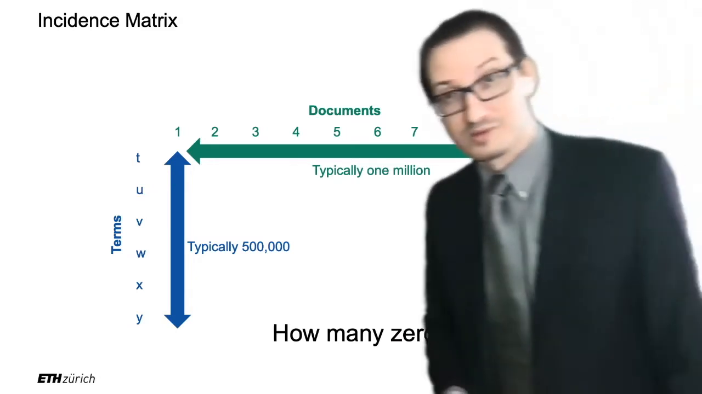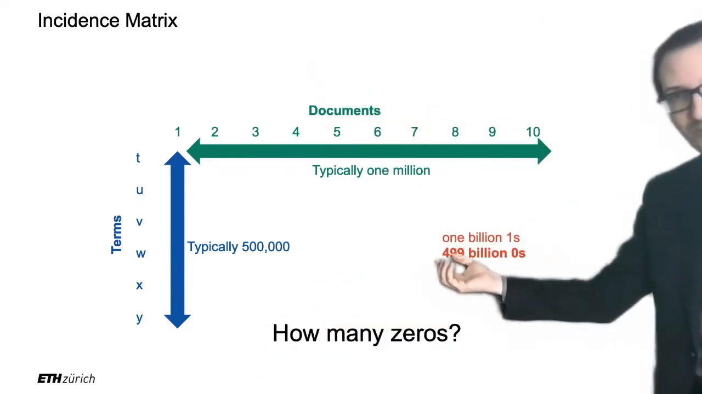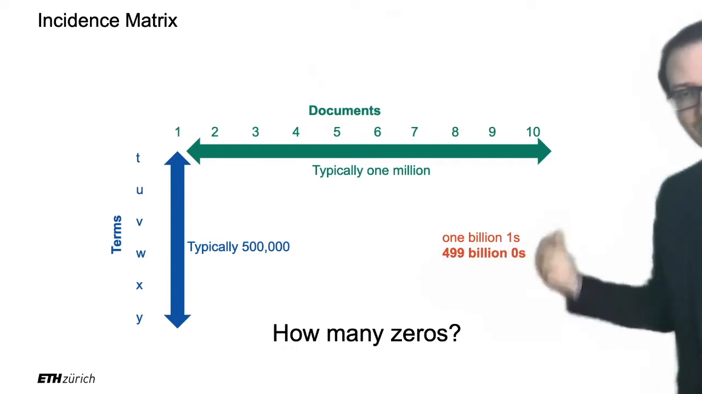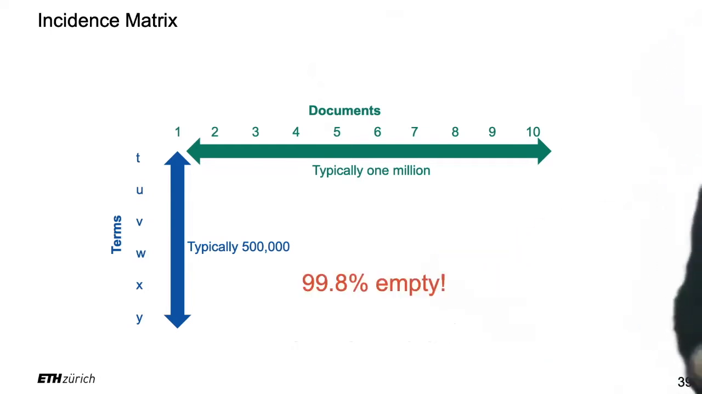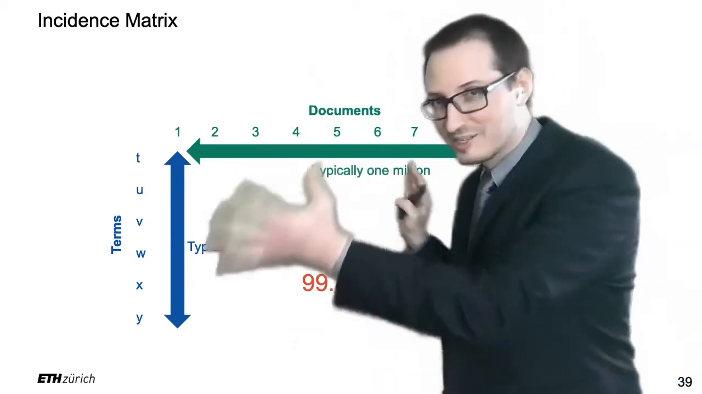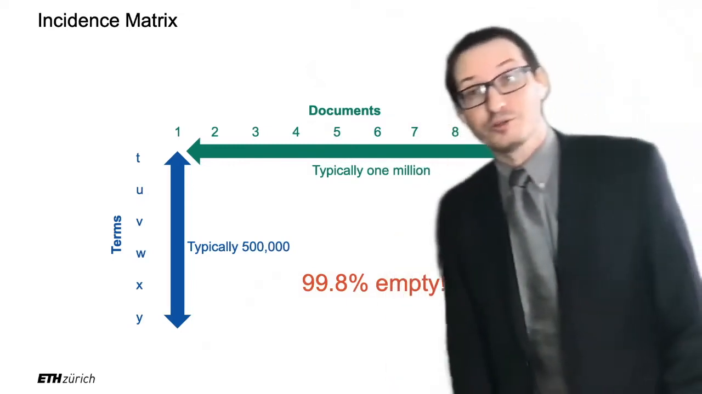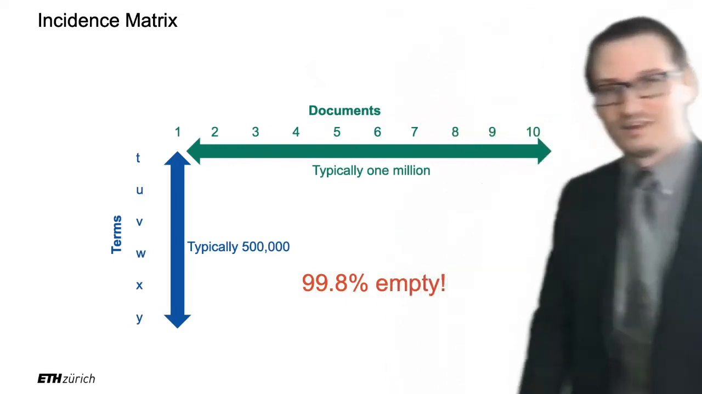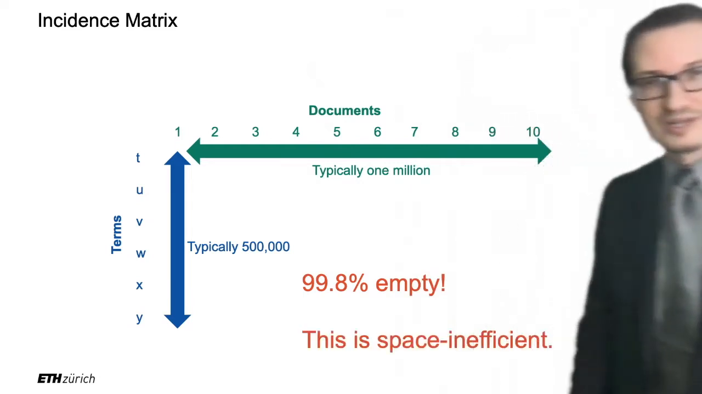That's a lot of zeros. That's an enormous number of zeros. In fact, it's an enormous waste of space because less than 1% of the space is actually marked with a 1. If I even compute that, it's 99.8% empty. So that's a huge waste of space to do it this way. And let me tell you, this is why we do not do it this way. In practice, we have ways to do this more efficiently.